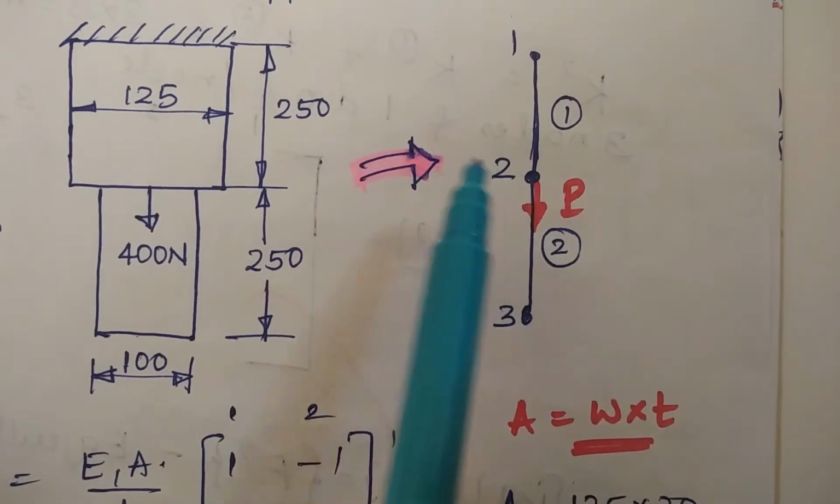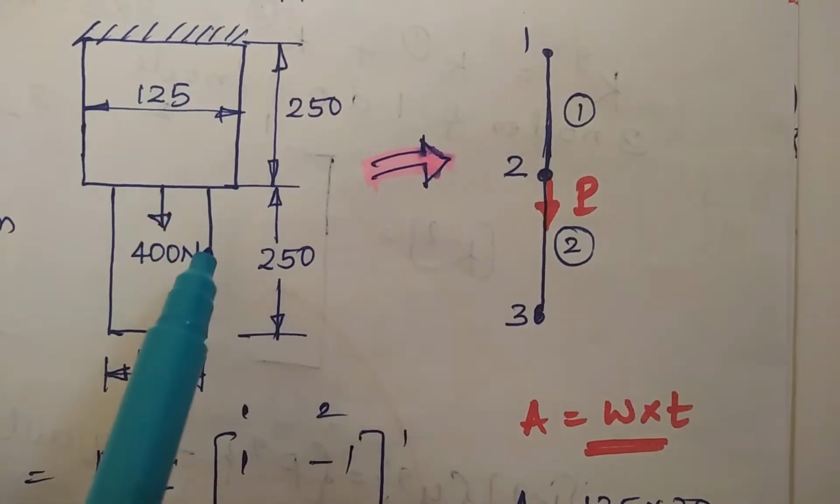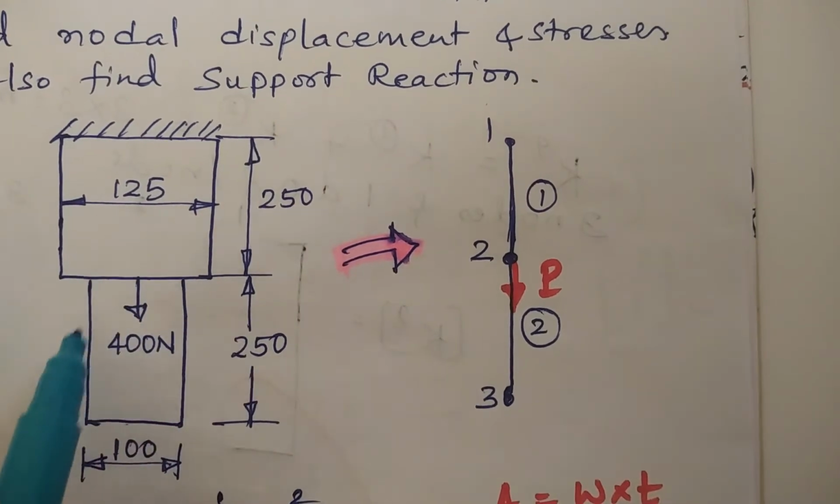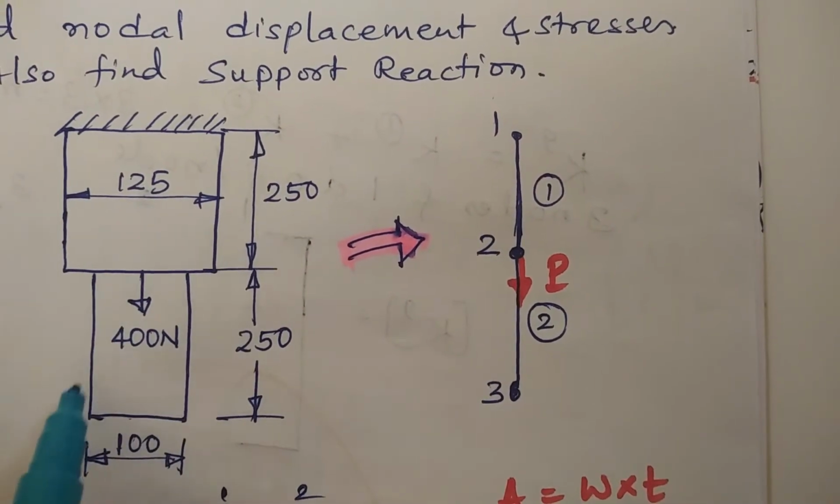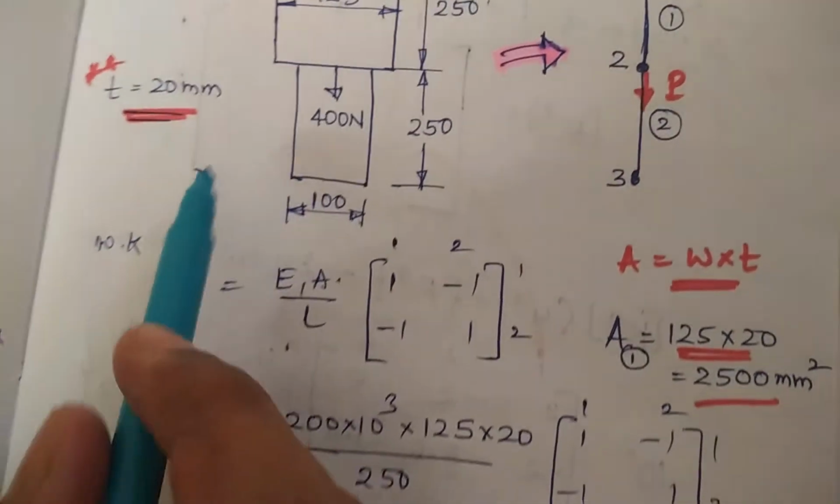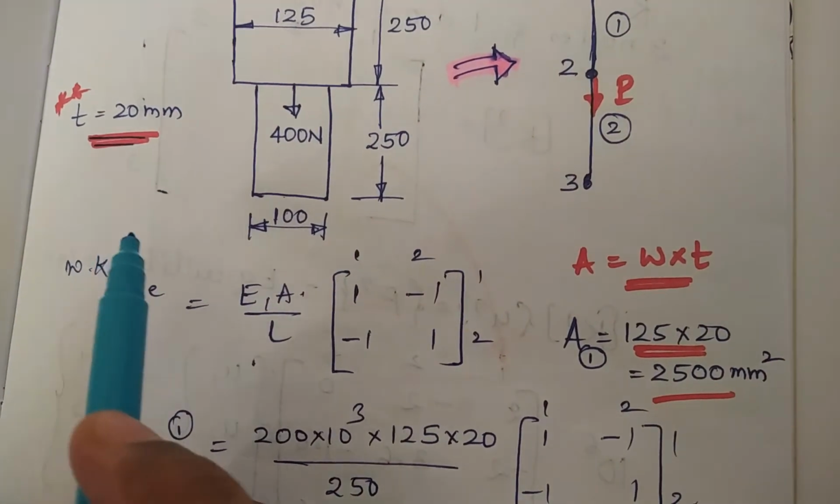Also you can see the mid depth point load is acting, which is P. In this problem you need to see carefully: apart from the point load, since it is vertically suspended, there will be a self weight. You need to consider the effect of self weight during the determination of displacements. The thickness of the plate is clearly mentioned, 20 millimeters.